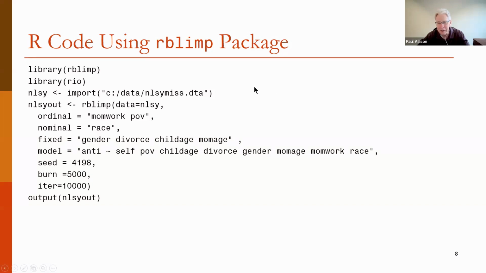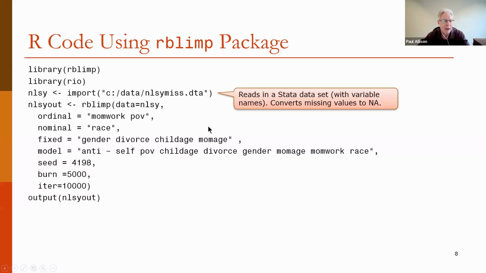Now, one of the things that I particularly like about BLIMP is that you can use it from within R. And here is the R code for doing exactly the same thing that we just did in BLIMP Studio. Okay, so we need to download and install a package called rblimp. And then I'm using the rio package to read in a Stata data set, the NLSY, and store it in a data set called nlsy. So this reads in a Stata data set that has variable names, and it converts the missing values to NA, which is what R expects for missing values.